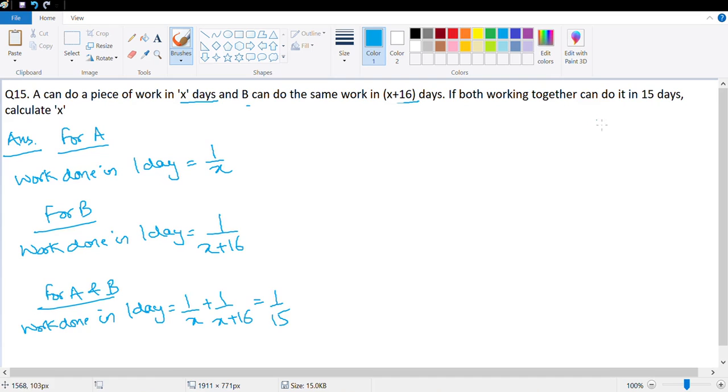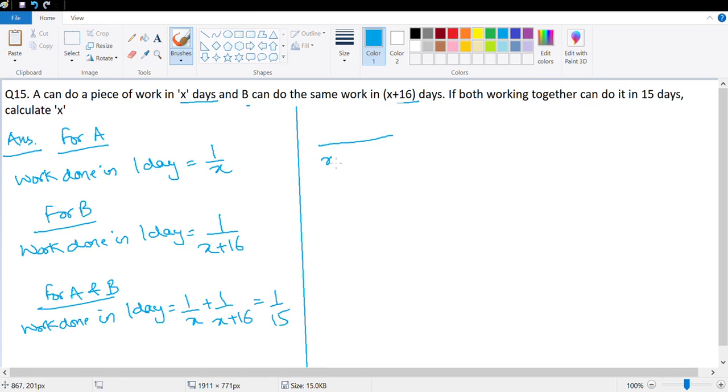Again, same logic, 15 days, one work, which means one day, 1 into 1 upon 15 work, which is 1 upon 15. That's the calculation I just did. Now we can convert this into a quadratic equation and solve it. So let's look at this quadratic equation. For that, we'll first take the LCM.